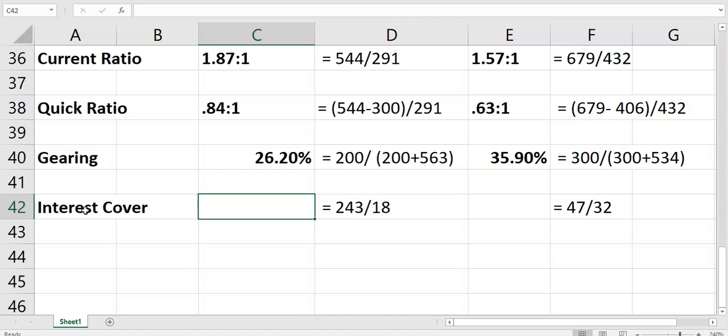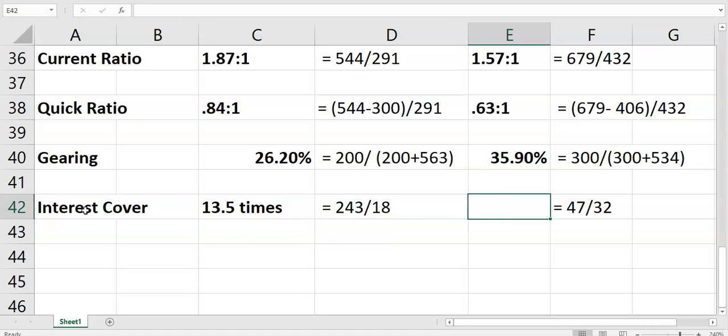So 243 over 18 is 13.5, and the answer would be in times. What that means is your operating profit is 13.5 times bigger than your interest, meaning you have plenty of cover. Even if your profit fell, you have enough to cover your payment of interest. Now, it doesn't look at capital repayments, i.e. repaying the actual loan amount. It just looks at the interest affordability.